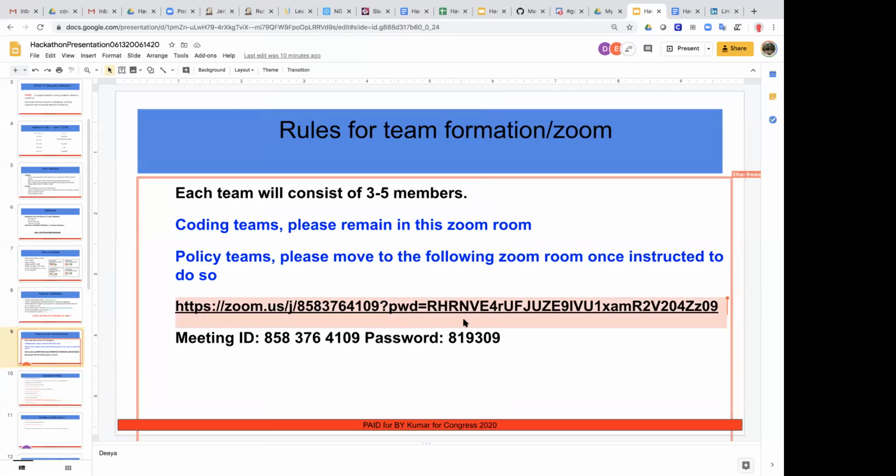And here you have the slide that talks about team formation and how we are going to make two Zooms. So Dia, do you want to go ahead? Sure, so I'm going to send out the link to the second slide. So please make sure that you join it if you're doing policy. If you're in coding, please stay in this room. So has everyone filled out the form for the teams that I sent earlier? If you haven't, please do that now.